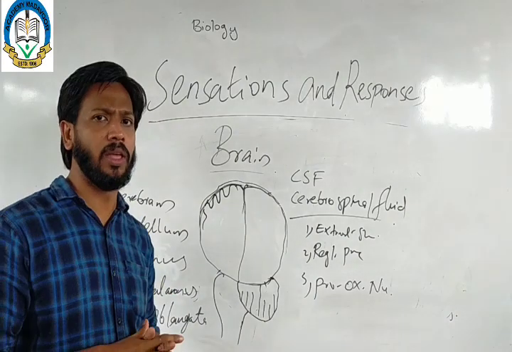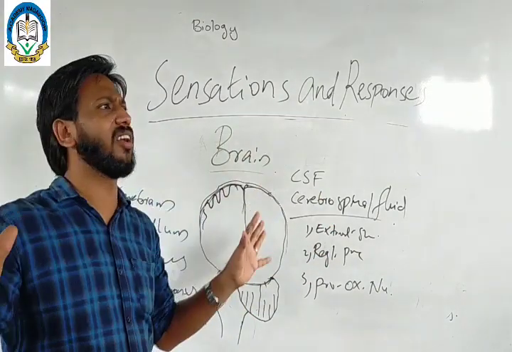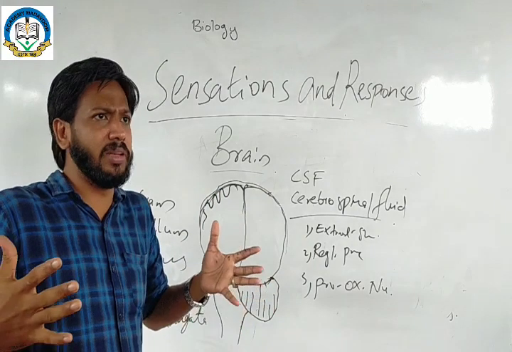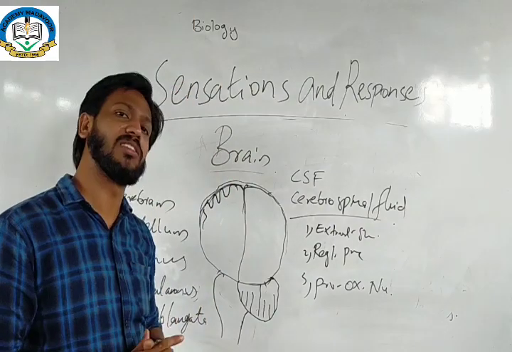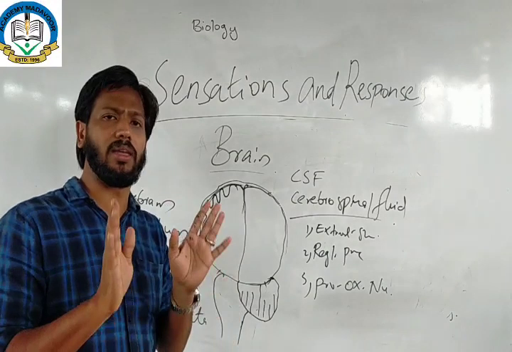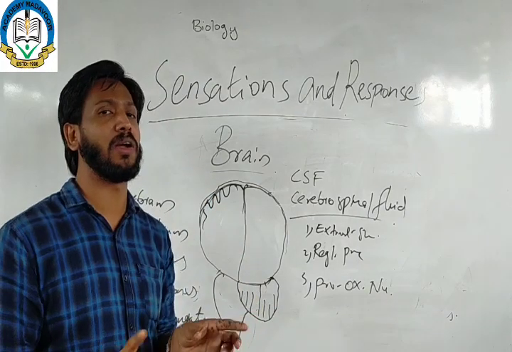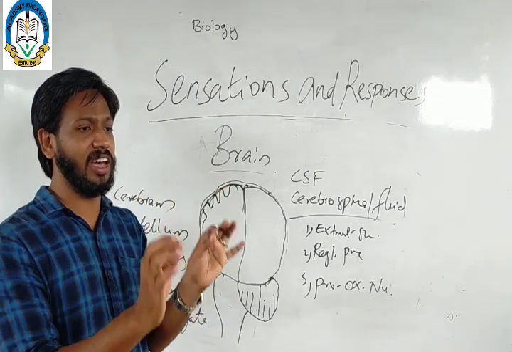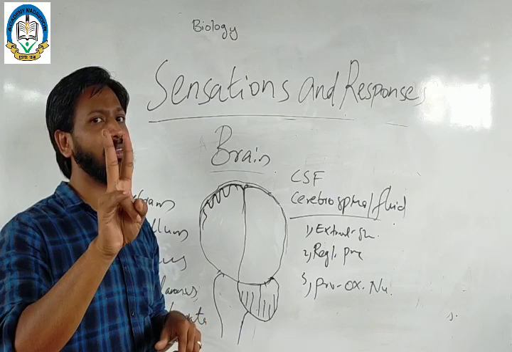And second point, analyzing impulses from various parts of the body. Impulse means message. Messages of heat, cold and many kinds keep coming. After analyzing these messages, the thalamus sends the most important message to the cerebrum. Analyzing impulses from various parts of the body and sending the important message to the cerebrum. Who brings the most important message to the cerebrum? The thalamus.